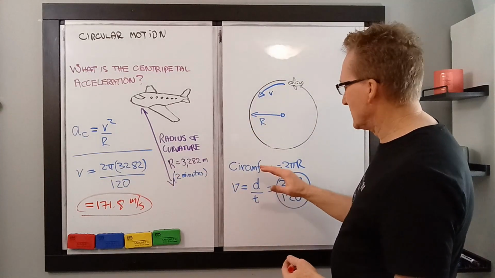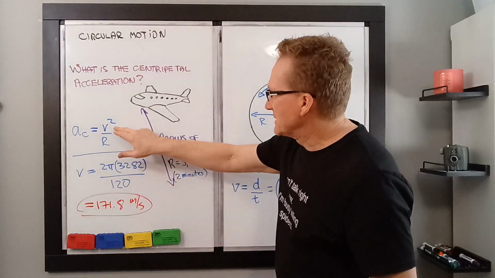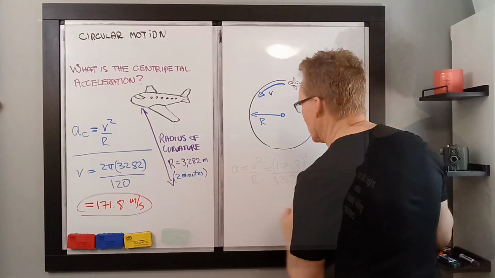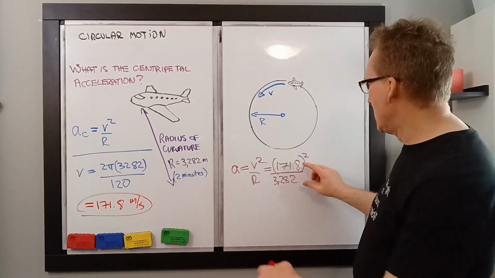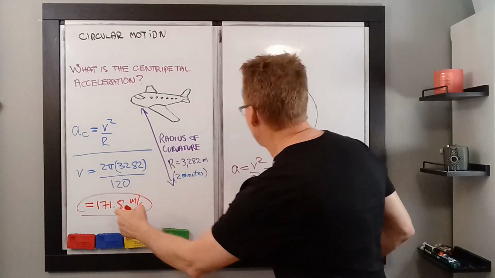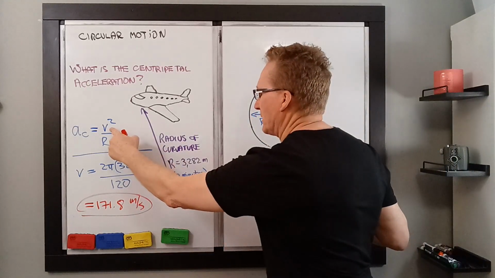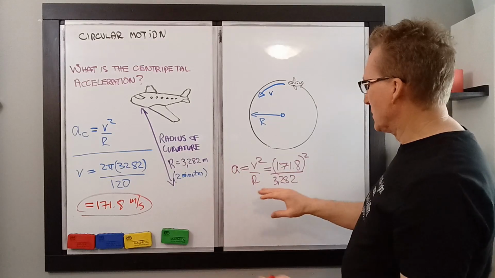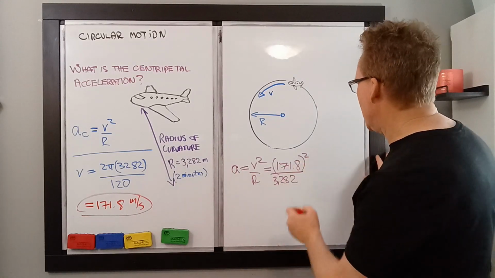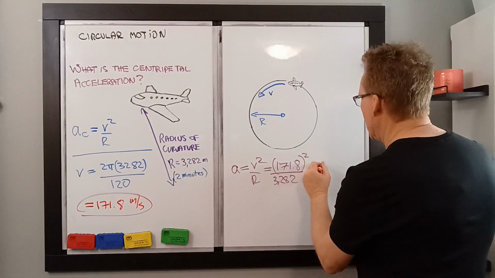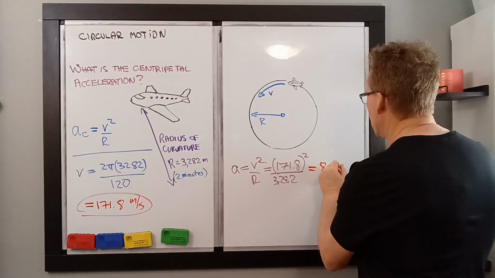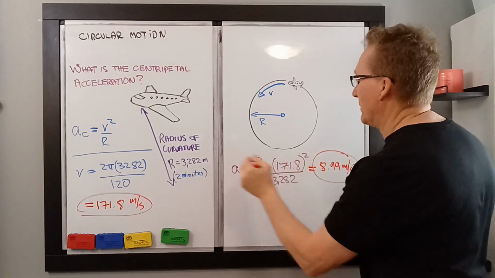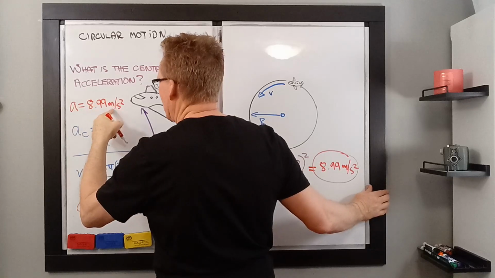Now to calculate the centripetal acceleration, we're going to have to do this. I'll erase a couple of things here, and we'll write this over here. Okay, I've written this out here. 171.8, that's the velocity. I'm squaring it, just like we had here, divided by the radius that we're going around the curve. So let's calculate this and see what we get. I get 8.99 meters per second squared. I'll write that over here. Always put the units in.